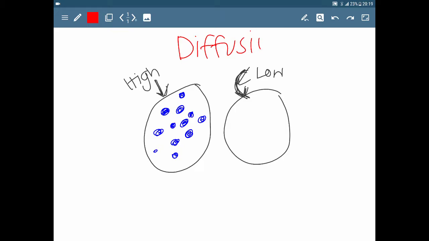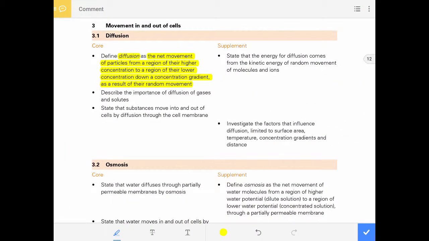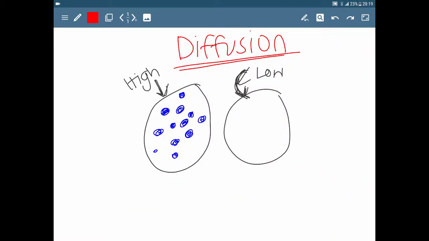Diffusion. Now, diffusion is the process that, I'll say the exact definition, it's the net movement of particles, such as this, this, and this, from a region of high concentration to a region of low concentration, and it happens down a concentration gradient. So it happens from high to low, not low to high, high to low. So this goes here. It has 1, 2, 3, 4, 5, 6, 7, 8, 9, 10, 11, 12. Has 12. So this goes here.